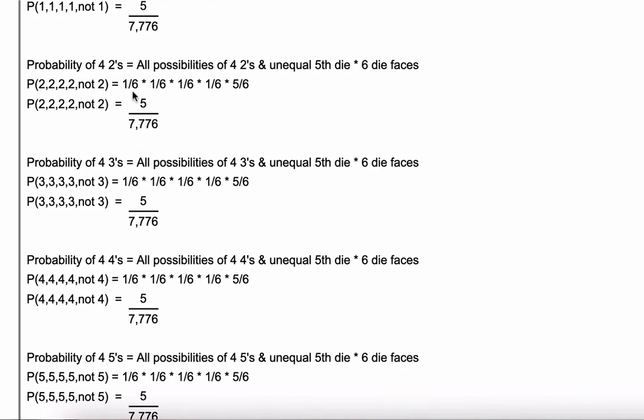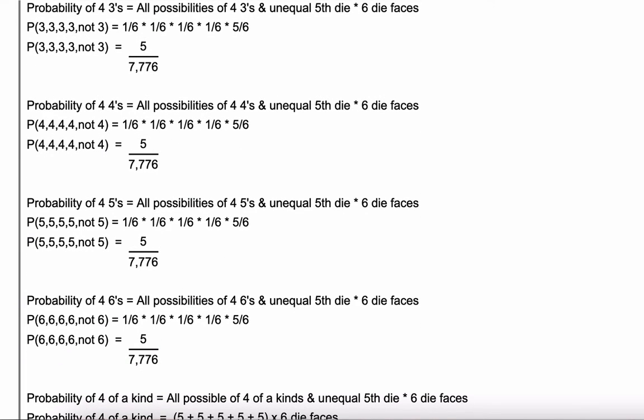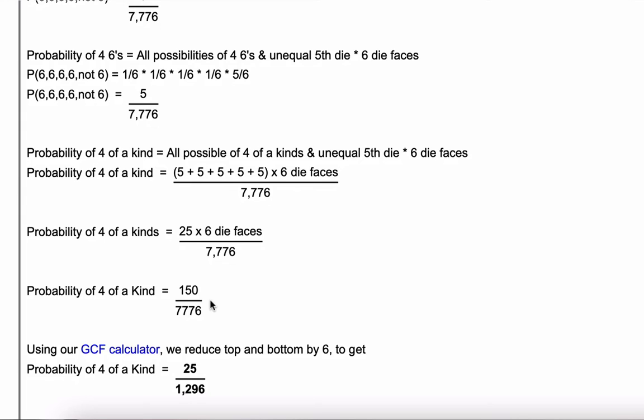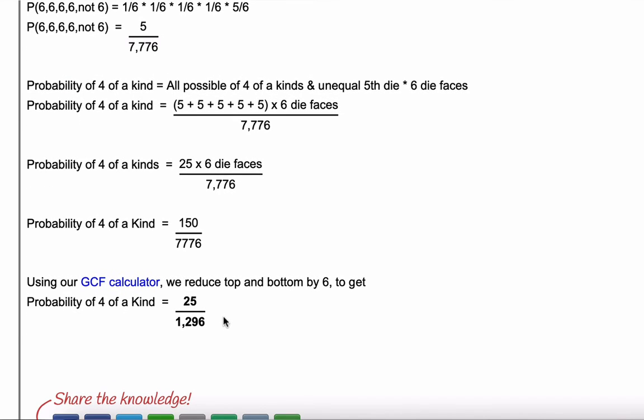We do the same thing with 2s. So it's 4 twos and not a 2, which will be the same probability. And then we repeat that for 3, 4, 5, and 6. Now, when we add up all those probabilities, we get 150 over 7,776. When we simplify that using a greatest common factor of 6, we get 25 over 1,296 as our probability of 4 of a kind in Yahtzee.